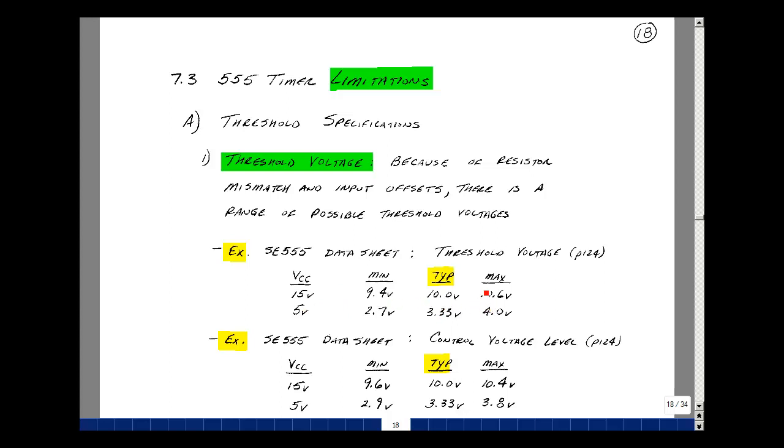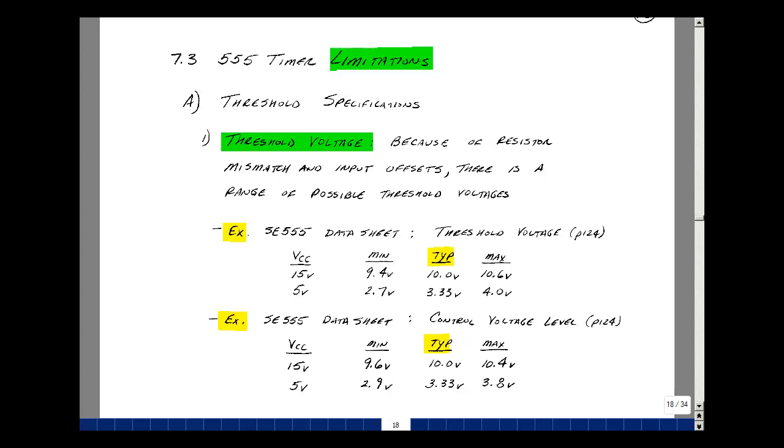Now the other side of the threshold is the control voltage. And you can see here for the same power supply, you would expect, again, 10 volts for 2/3 of that, but there is a range from 9.6 to 10.4. So again, this is because of the offsets that we have, mismatches in resistors. Now if you use a 5 volt power supply, it's again going to be 2/3 of the value, again with a tolerance on it. Once you have a chip, and say yours is a 10.3 or something, it doesn't change, it pretty much stays there. So you can compensate for this by changing the values of your R and C.